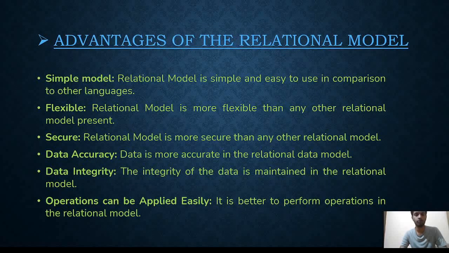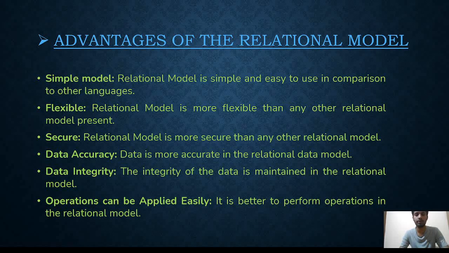Next, we'll move on to the advantages. This is a very simple model actually. As you can see, it's a very basic table of rows and columns. A relational model is simple and easy to use in comparison to other models. It is very flexible too. It's more flexible than any other model present at this time. But yes, there can be advancements in the future. We can get even simpler ones. But for now, this is the simplest and the most flexible one.